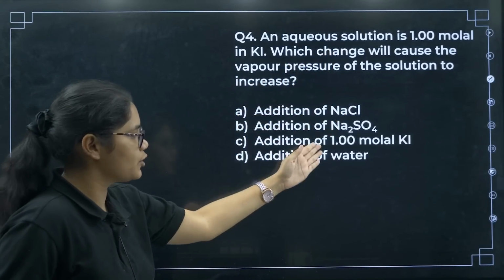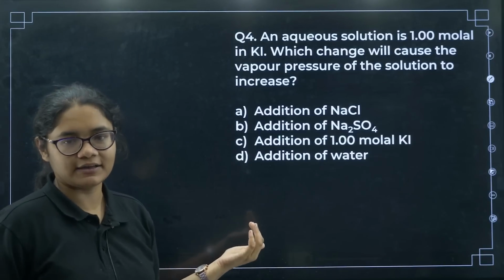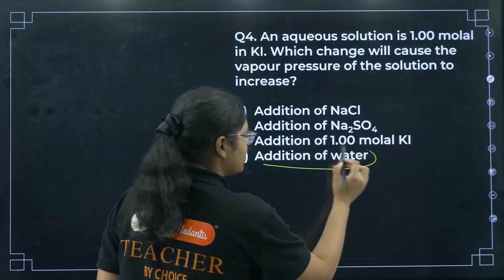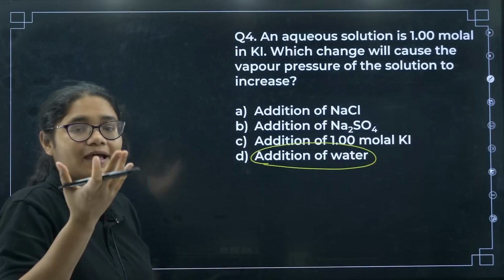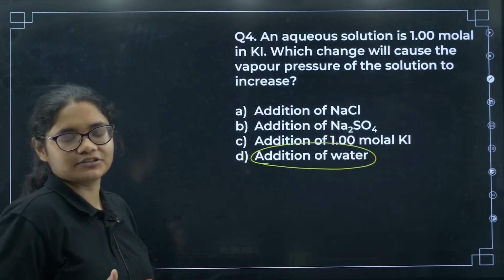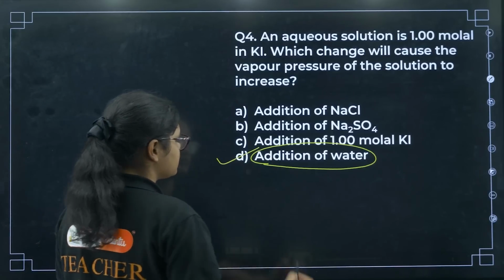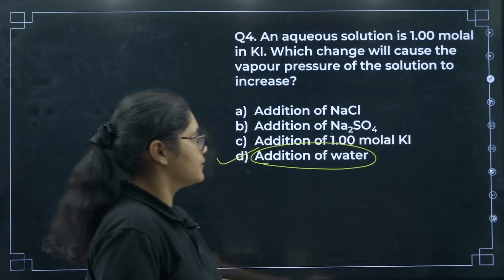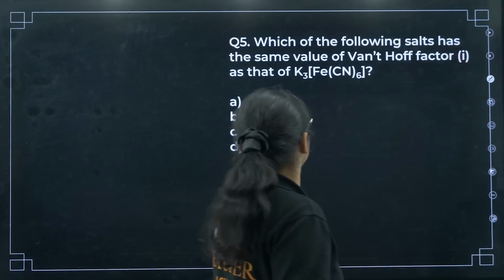If I add these solutes, what will happen? Vapor pressure will decrease only. So addition of water, that is the solvent which can evaporate, which can create the vapor pressure, will increase the vapor pressure. So that is why option number D here. Next, we have the 5th question.